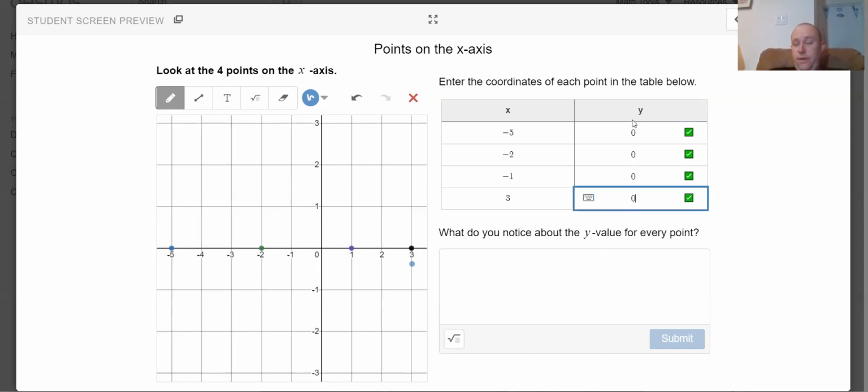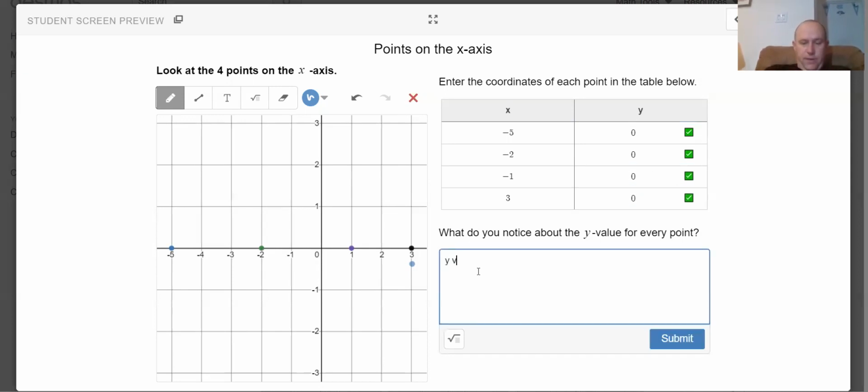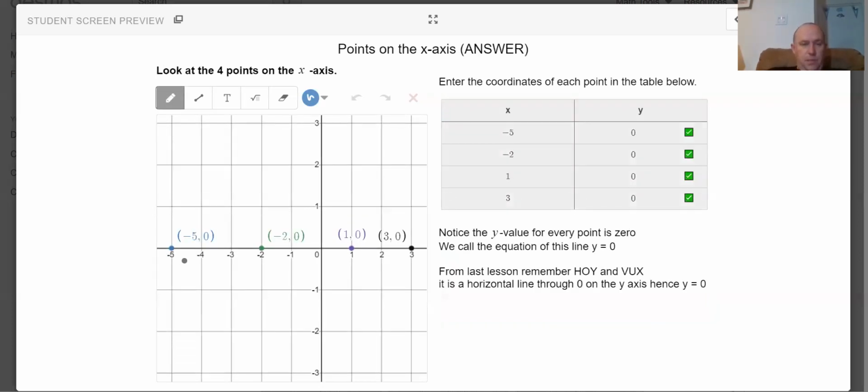And what do you notice about the y value for each point? I notice that the y value is always 0 for x-intercepts. So if I'm asked specifically to write a coordinate, I need to make sure that I list where it goes through on the x-axis, but I also need to make sure that I put in the y value as 0. And you can see the points. I actually clicked label this time just so you could see that they indeed were the correct points.